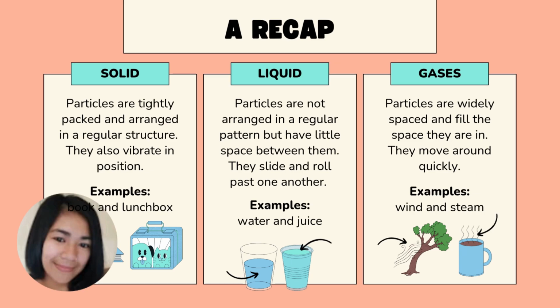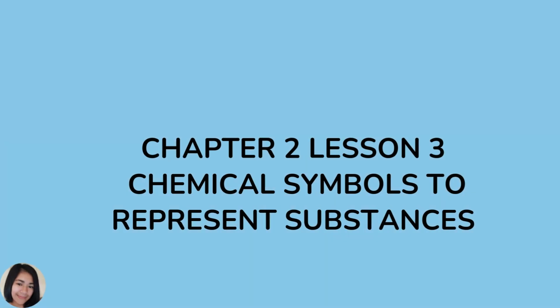Okay, so let's move on to the chemical symbols to represent substance. So pag-aaralan natin dito why there are elements na merong isang letter lang, bakit capital letter yung isa, and the other elements meron siyang two letters but the first one capital letter and the other one is small letter. So pag-aaralan natin yan ngayon para malaman ninyo.